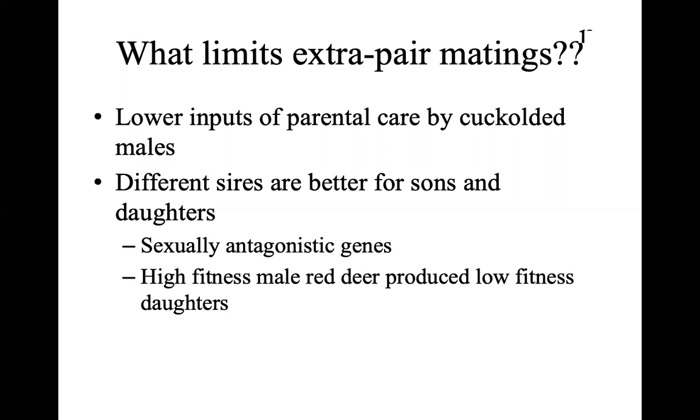So in red deer, which occur in Northern Europe, especially in England where they've been studied a lot, it turns out that high fitness male red deer produce relatively low fitness daughters. So you mate with a high fitness male because that accrues high fitness to your male offspring, but you might also have extra pair matings with a lower fitness male, if that will give your daughters higher fitness.